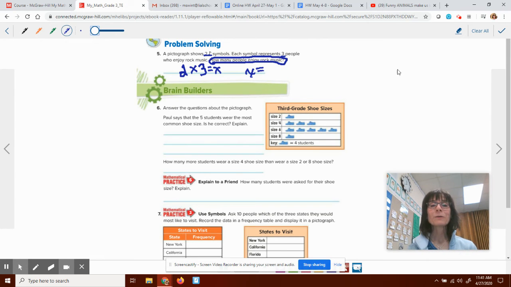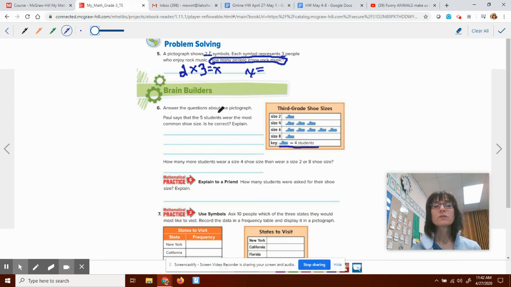My brain builder is a 3rd grade shoe size. They're size 2, 4, 6, and 8. The important part here is I want to make sure I understand that in my key, each one of those shoes represents 4 students. Answer the questions about the pictograph.